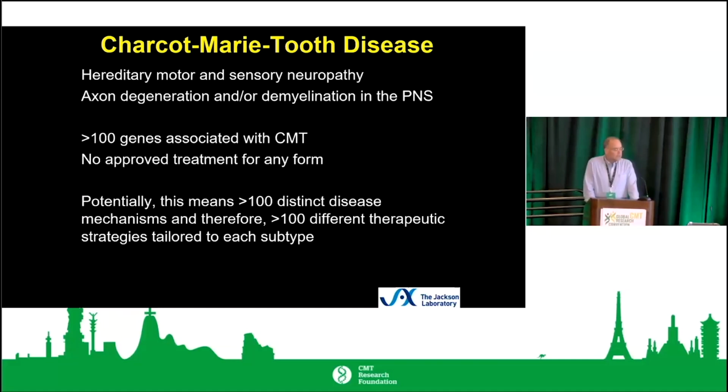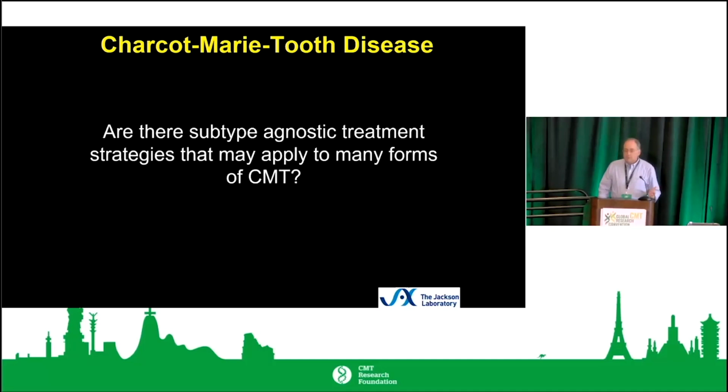So in terms of the basic biology, this potentially means that there are 100 different genes associated and therefore possibly 100 different distinct biological mechanisms associated with CMT. Does that mean that we're actually going to need 100 different therapeutic strategies for all of these different subtypes? Not necessarily, and I hope not, but can we use some of the basic cell biology of neurons to see if there are subtype agnostic treatments that might apply to many different forms?